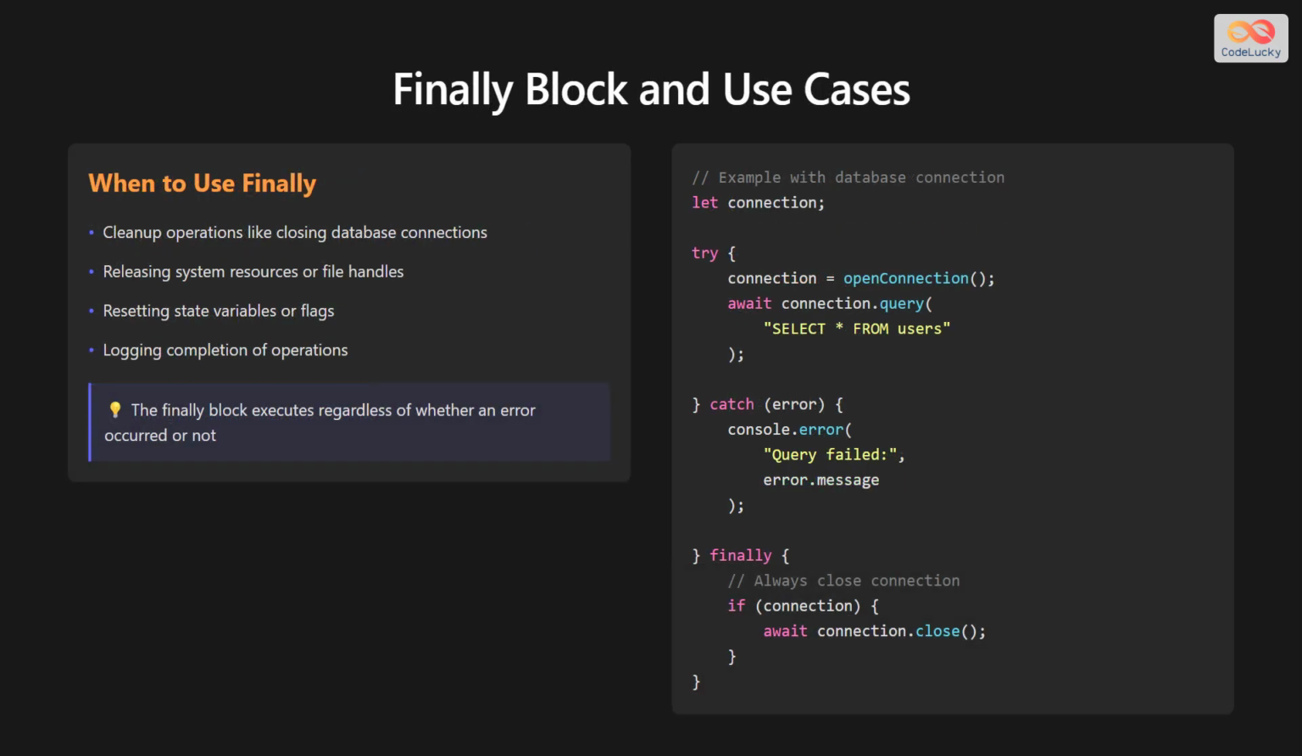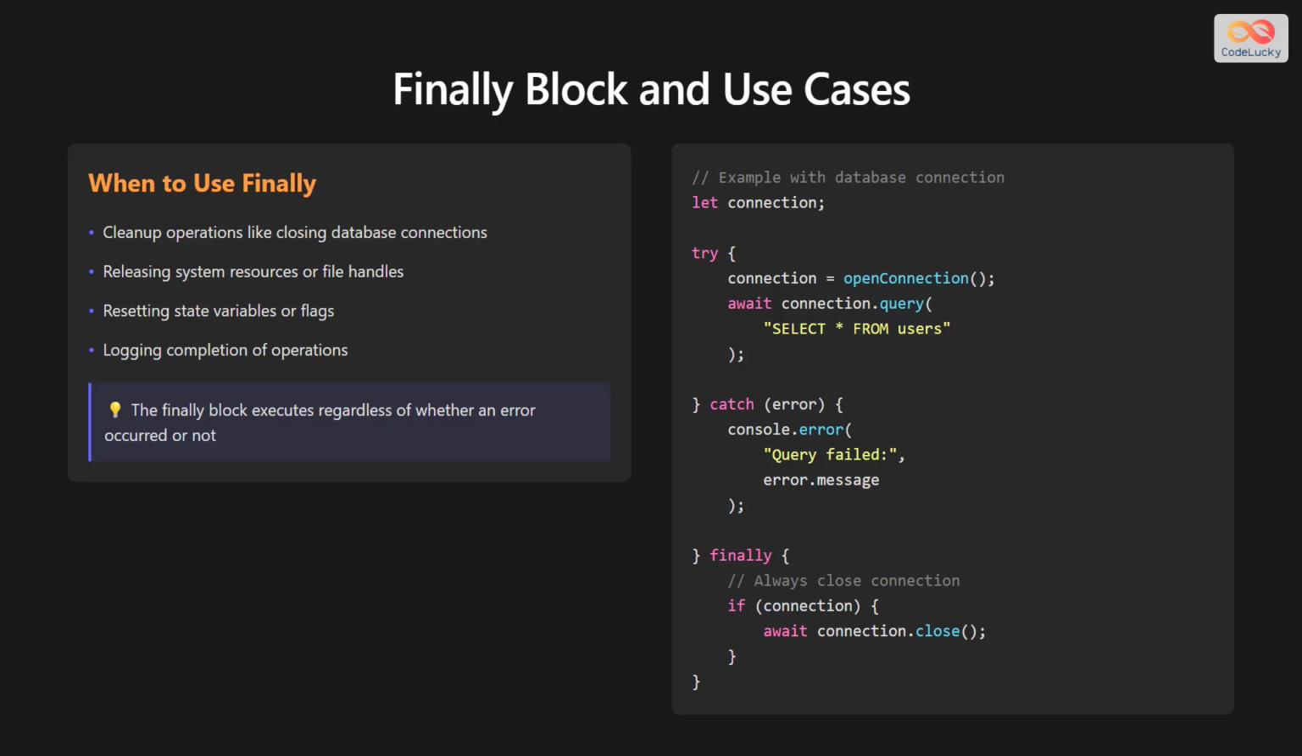The finally block in JavaScript is used to run code that should always execute no matter what happens in the try or catch blocks. This block is useful for cleanup tasks, like closing database connections, releasing resources, resetting states, and logging completion of operations. For example, imagine you are working with a database.